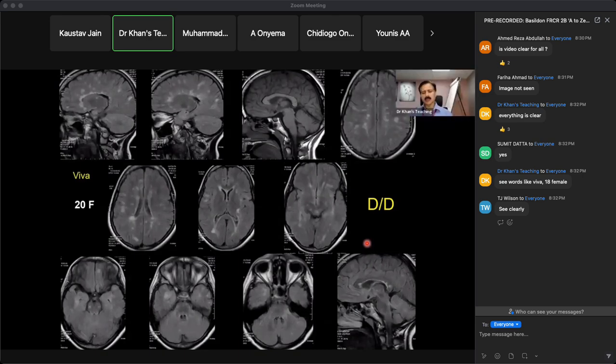Please continue. And recommend post-contrast imaging to see if there's any enhancement of these lesions as well.